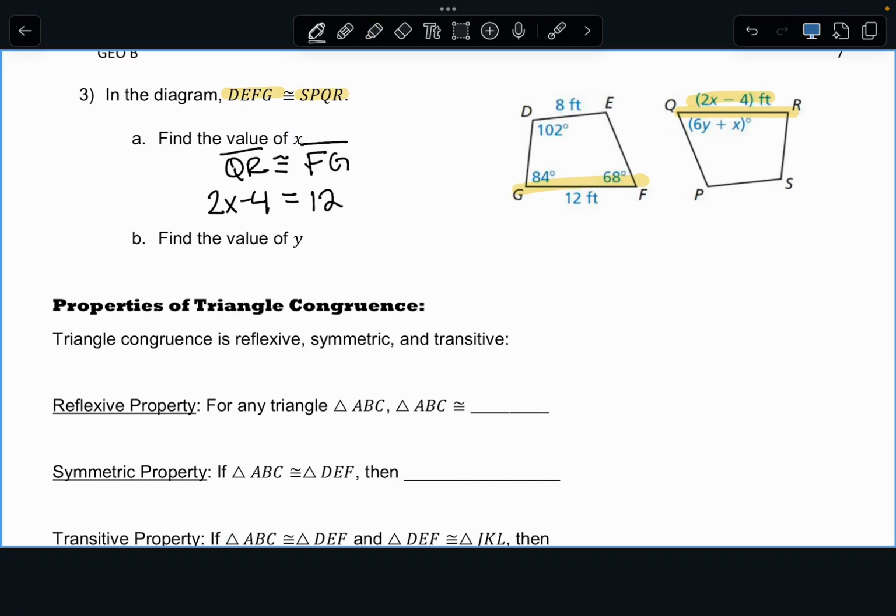So 2x minus 4 is equal to 12. And then we solve. 2x is equal to 16. If we add that 4 over, divide by 2, we get x is 8. There's going to be one like that on your test.